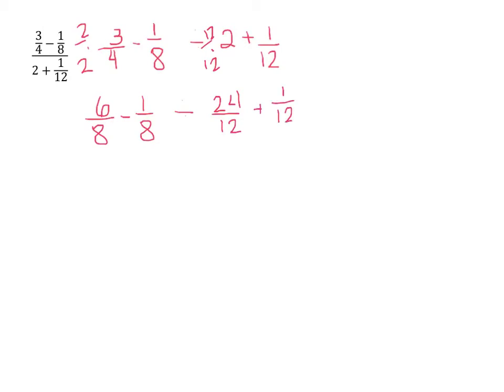So from here, 6/8 minus 1/8, that's 5/8, divided by 25/12. Copy dot flip. Four goes into this twice, here 3 times, and we end up with 3/10.